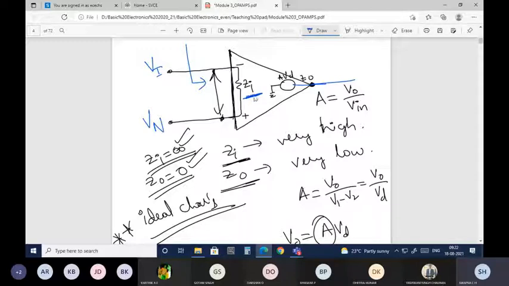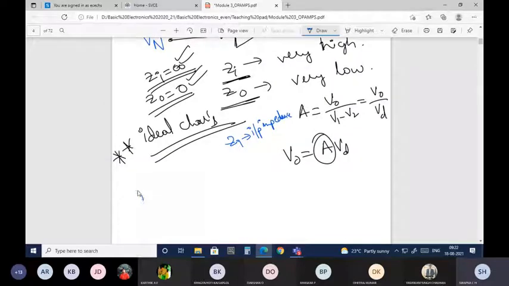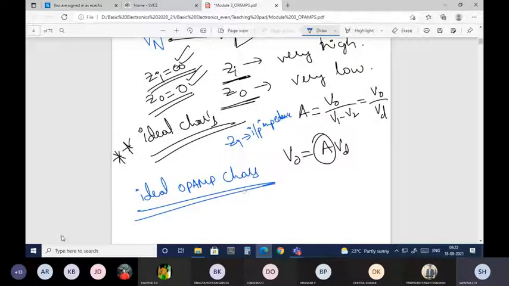the impedance is represented as Zi. Zi is said to be the input impedance. See, all these parameters, ideal op-amp characteristics, are very important. Ideal op-amp characteristics are very important.